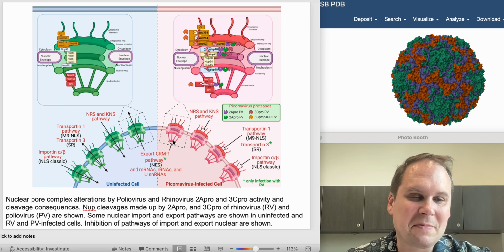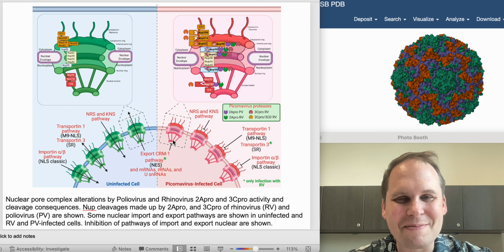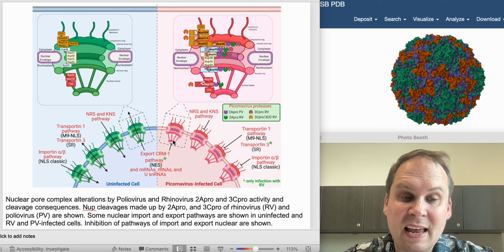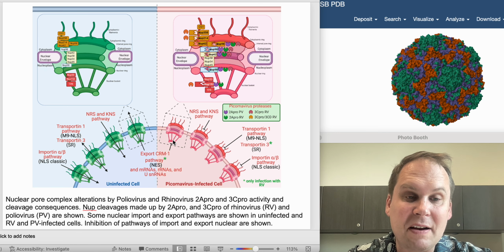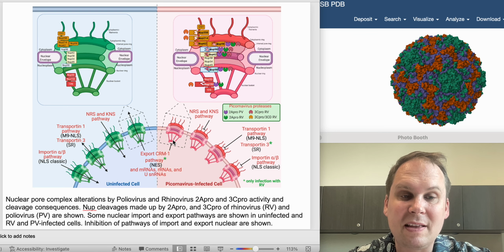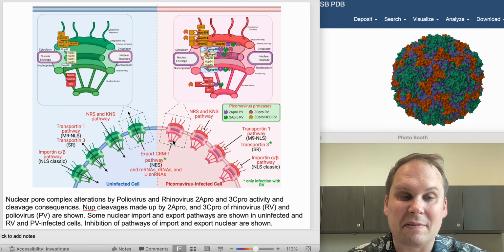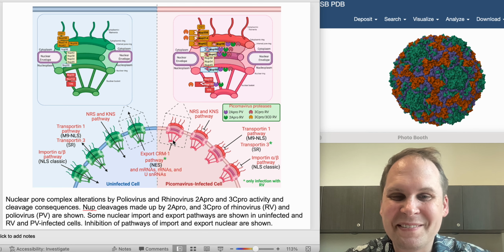And at this point, the cell is basically dead. And so the cell will eventually rupture. And the little viruses will come out. They assemble inside the cell and they just wait for the cell to die and burst open. Yeah, gross, huh?